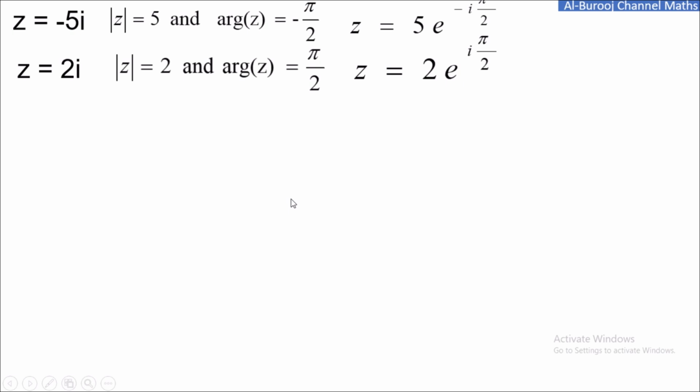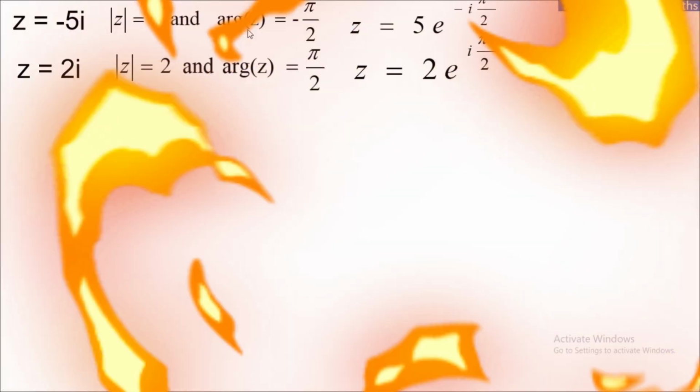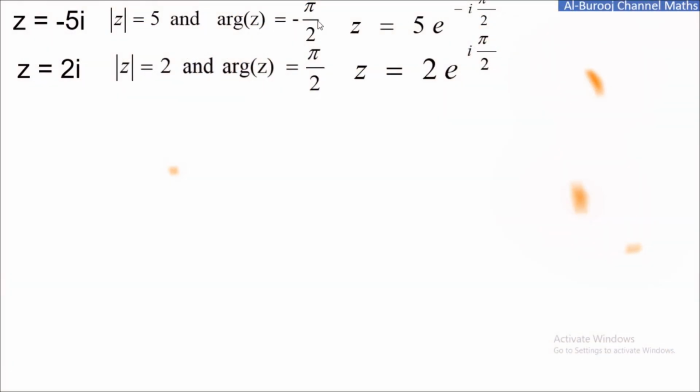Z equals 2i, modulus of Z equals 2, and an argument of Z is pi by 2. Pi by 2 is an argument of Z. Here, an argument, not the argument. If we have to write the argument of Z, we have to write pi by 2 plus 2k pi. This is the argument of Z. An argument of Z is pi by 2.